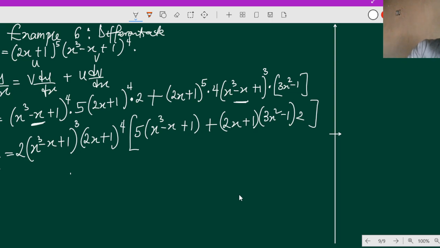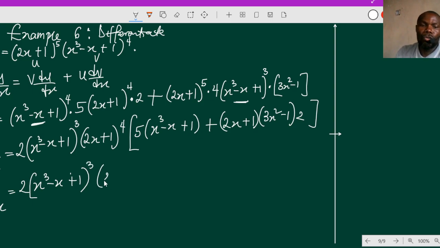So in doing this, you have the dy/dx to be, you put the 2 outside, you have (x cubed minus x plus 1) raised to power 3 onto (2x plus 1) raised to power 4.